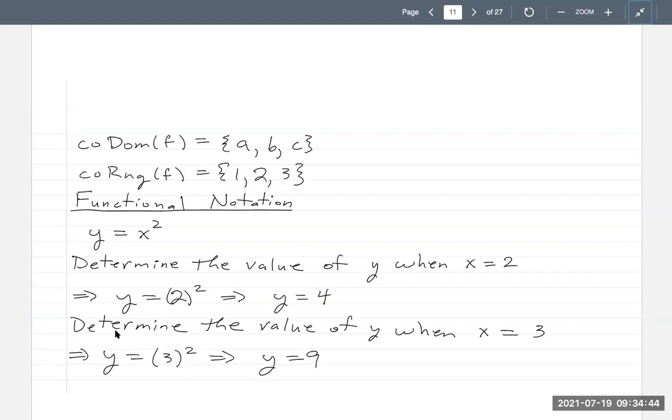Suppose I then ask you the next question. Determine the value of y when x is 3. And so I have here y is equal to 3 squared. Oh, 3 squared is 9.